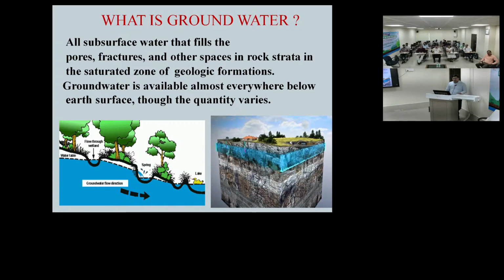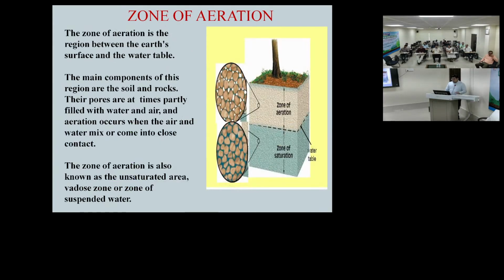There are two types of water we have to understand. One is the hard rock formation. Now this is for the unsaturated zone, meaning within the zone of aeration. The zone of aeration is the region between the earth's surface and the water table.